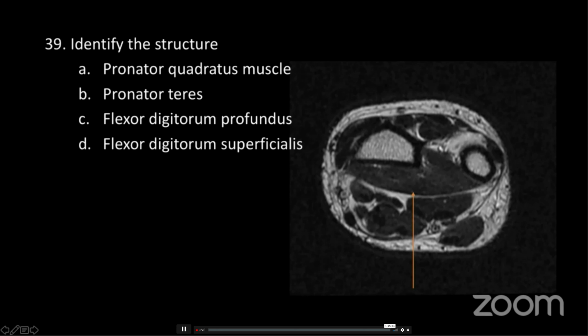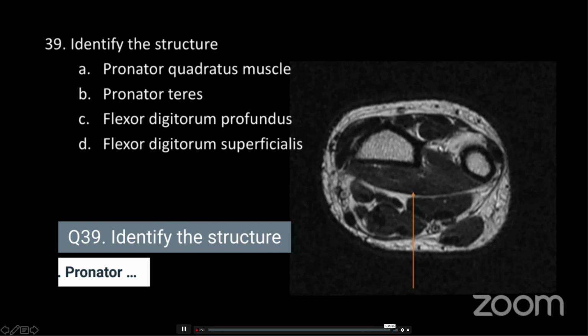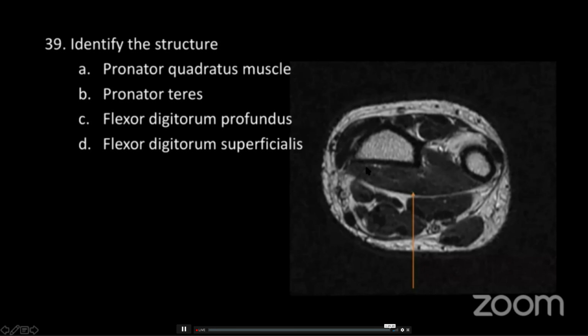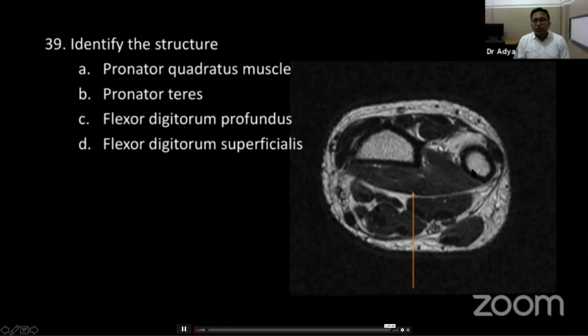I'm ending the poll now, sir. So people are confused between option A and option B. It's 50-50%. Okay. So as you can see, this is the distal part of the radius and distal part of ulna. And there is a boat-shaped muscle which is between the distal part of the ulna and radius. This is the pronator quadratus muscle.